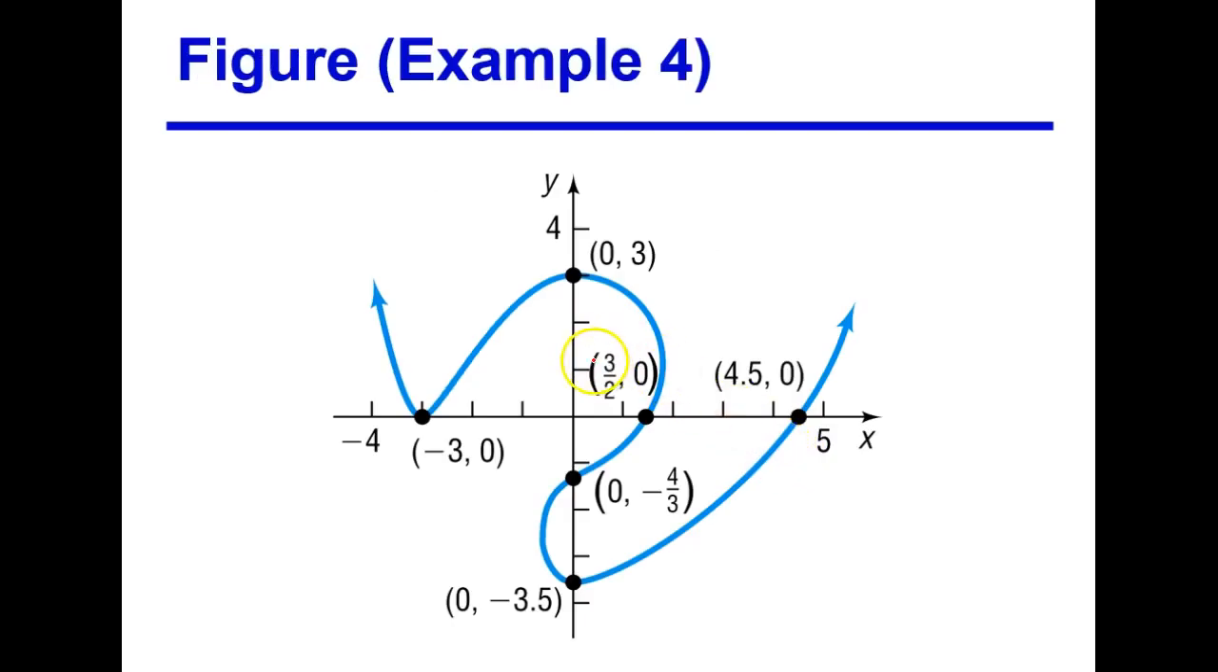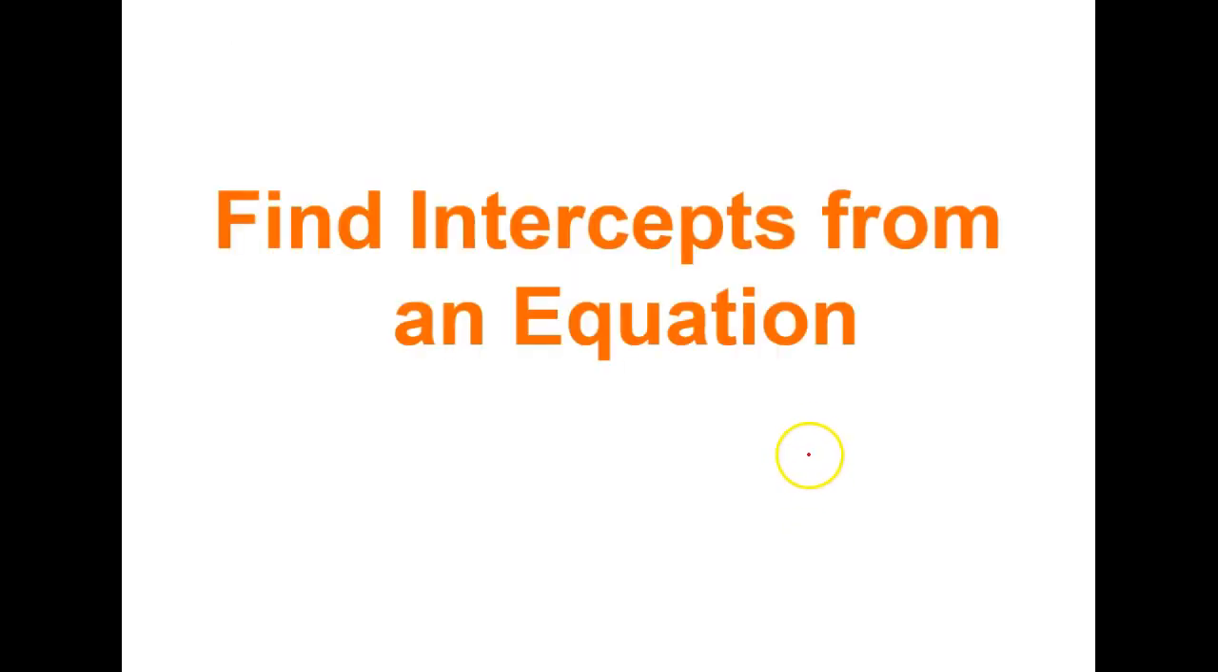So here's example 4. I'm asked to find all the intercepts from this graph. So first I want to find my y-intercept. That's going to be anywhere my graph crosses the y-axis. Then I can find my x-intercepts and see anywhere that it crosses my x-axis. Those will be the points that I'm looking for.